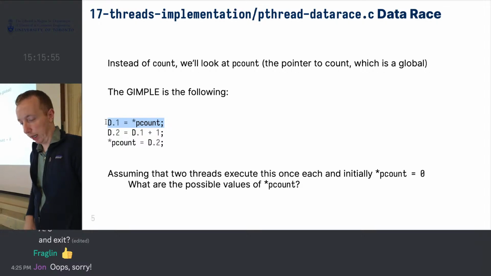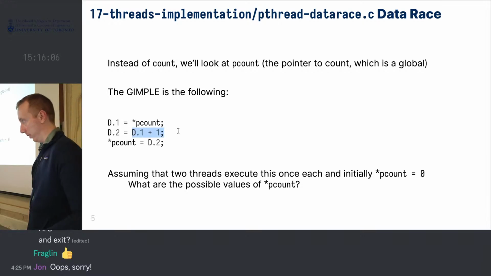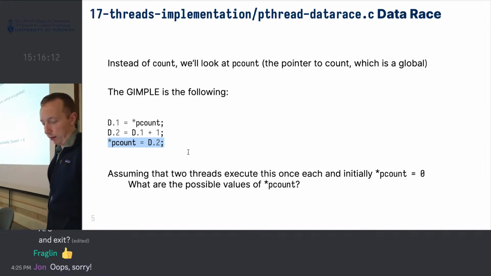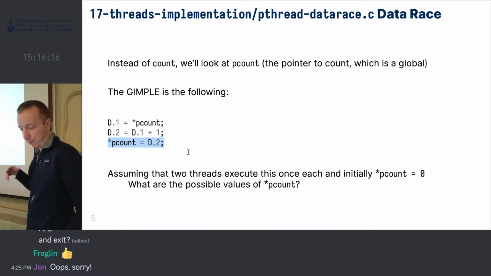So this would be a load from memory into a register, and then this operation, our temporary register called D2, would be equal to D1 plus 1, so that's our increment, and then our final operation would be our store or our write. So we would write whatever the result of the increment is to that global variable.